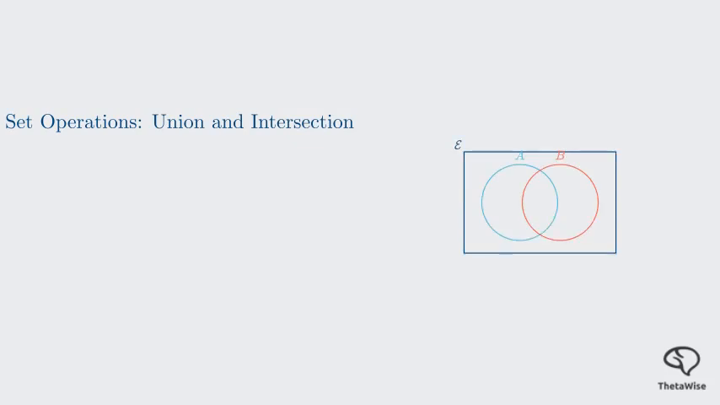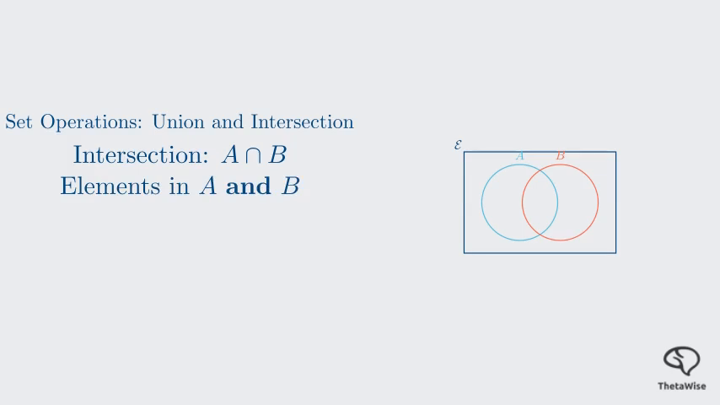When we look at two sets, we often want to know what they share or what they represent together. The symbol that looks like an upside-down U is the intersection. A intersection B means elements that are in A and in B. On a Venn diagram, this is the overlapping middle section. Think of it like a road intersection, where two paths cross.